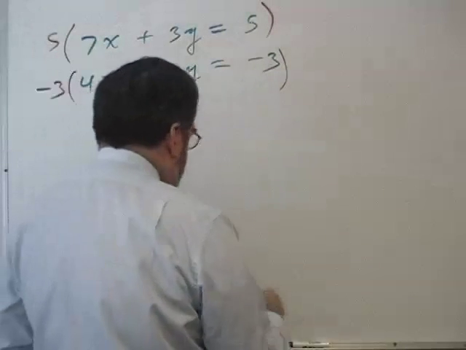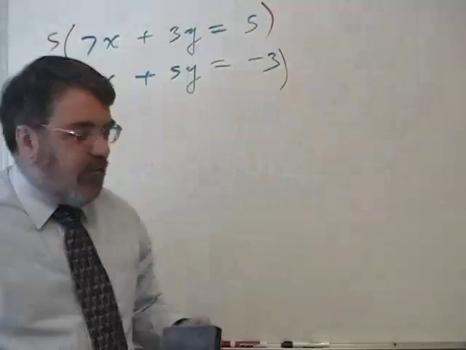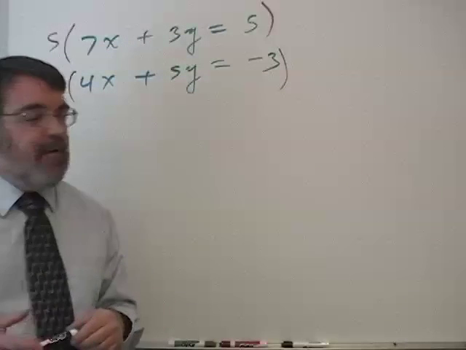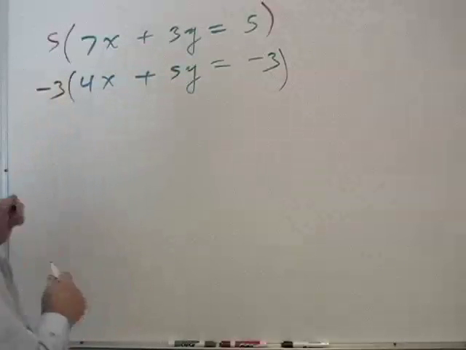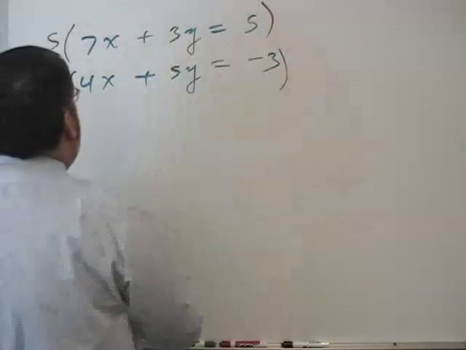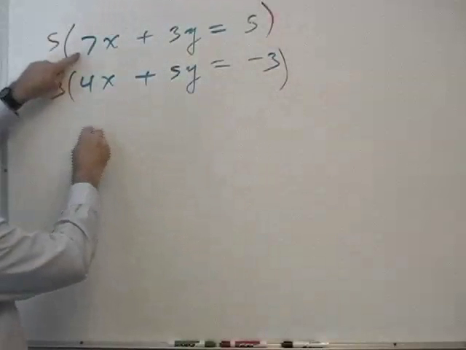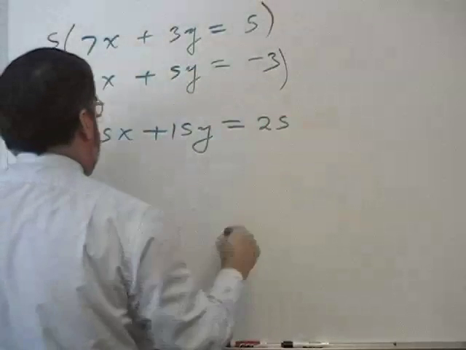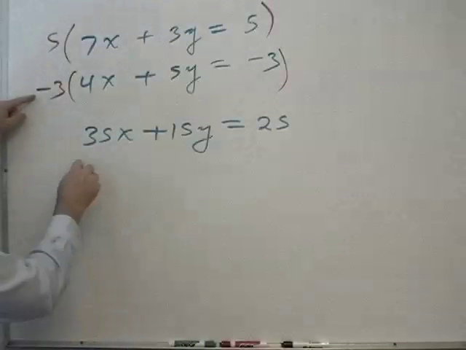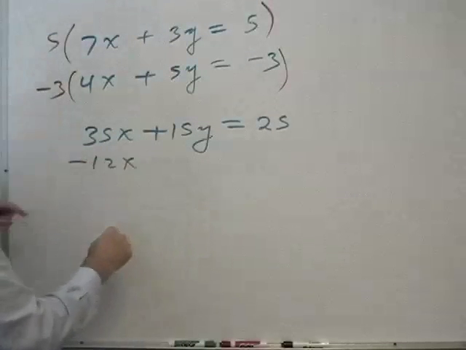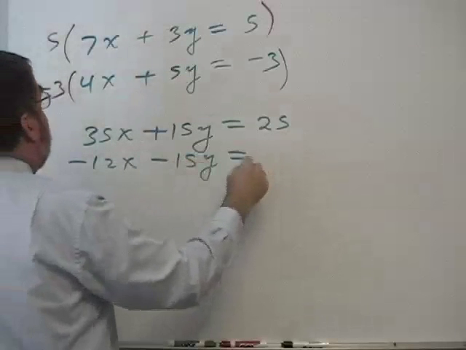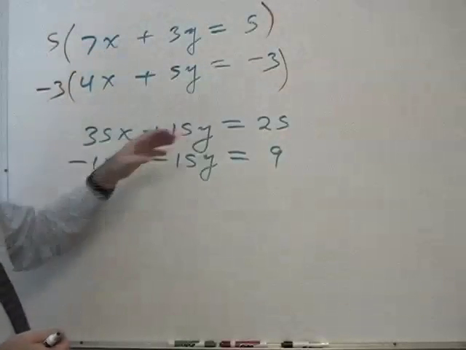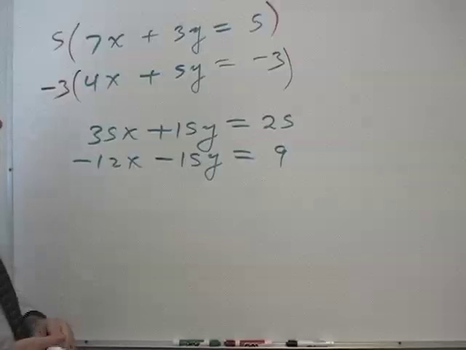Now if you happen to have chosen numbers that do not work to eliminate, it's not such a big deal. You just choose something else later. But we'll see what happens here. So when I multiply the top equation by 5, we get 35x plus 15y equals 25. The second equation becomes negative 12x minus 15y equals positive 9. And again, don't forget that these numbers also multiply the right side of the equation.